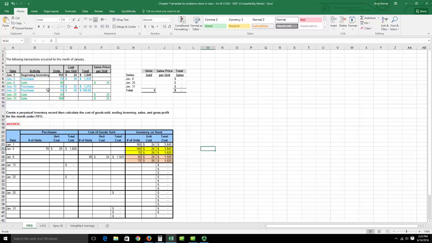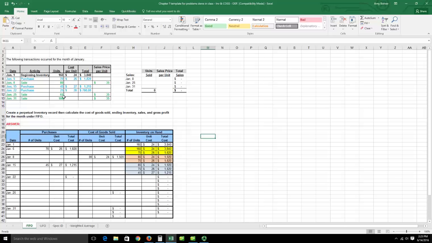Then on January 15th, I purchased some more goods, right? I purchased 45 more units at $27 a piece. And so that gives me a total of $1,215. So now I have to figure out what I have on hand after that purchase. I still have the 80 units at $24 a piece. I still have the 70 units at $26 a piece, and then I've just purchased the 45 units at $27 a piece. So now what I have on hand after that purchase are these units highlighted in this light blue. Okay? And you just keep going down.